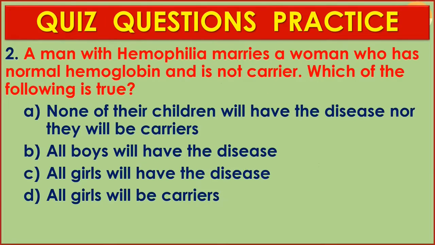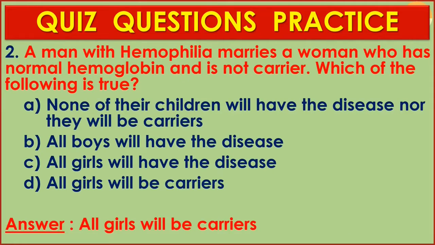A man with hemophilia marries a woman who has normal hemoglobin and is not a carrier. Which of the following is true? The options are: none of their children will have the disease, nor will they be carriers; all boys will have the disease; all girls will have the disease; or all girls will be the carriers.